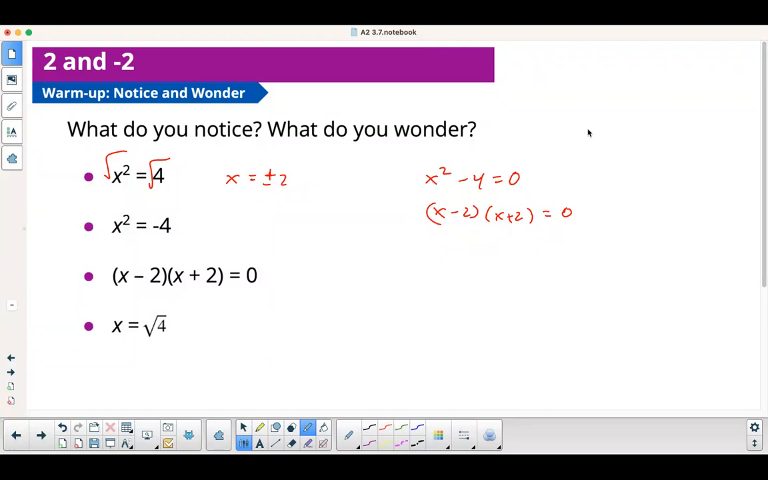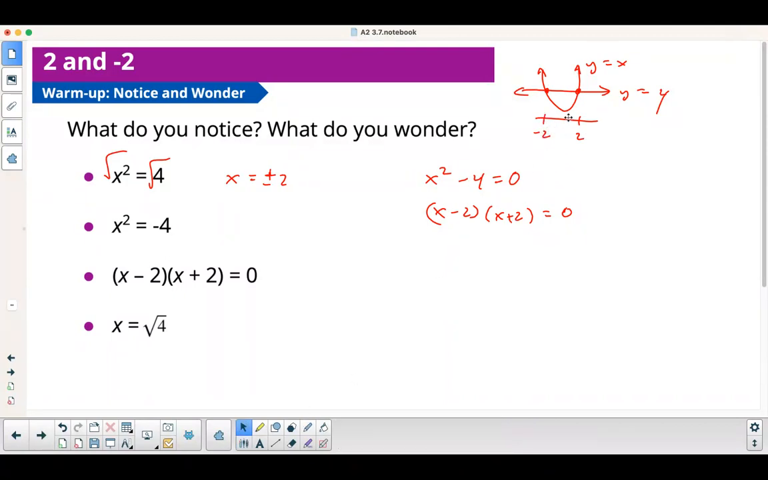You might notice that you could graph this, and y equals x squared would look like that, and y equals 4, sorry, would look like that, and that would move up here. So you could look at it on a graphing calculator type of thing, and your x coordinates would be at 2 and negative 2, right there.